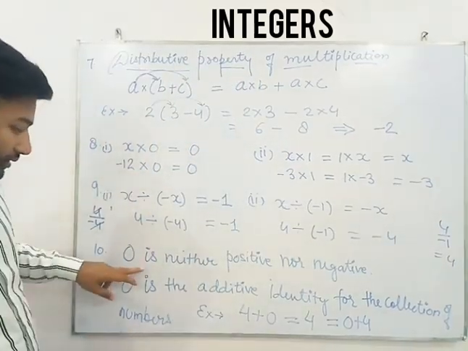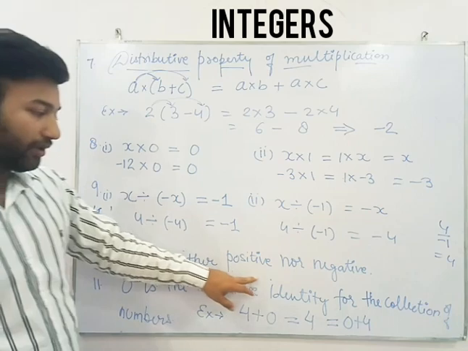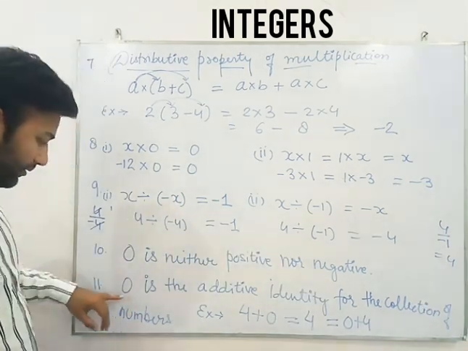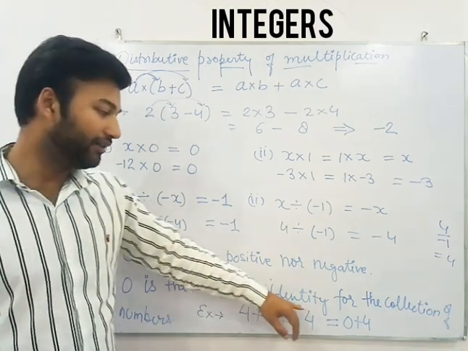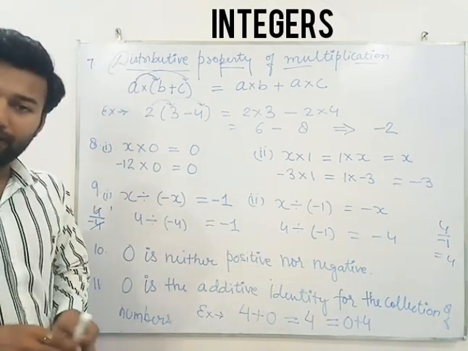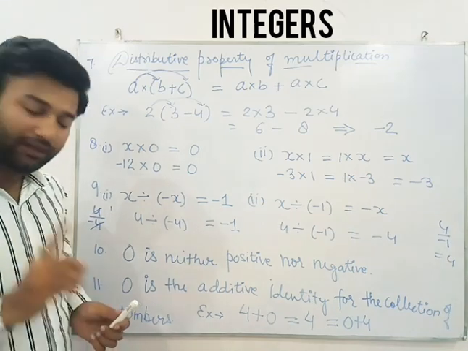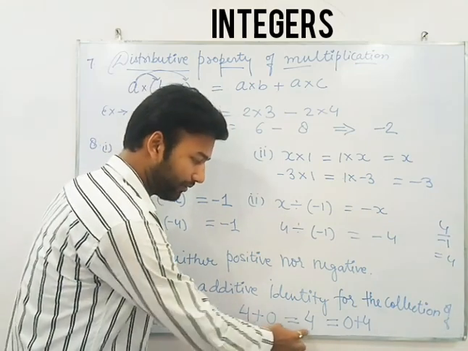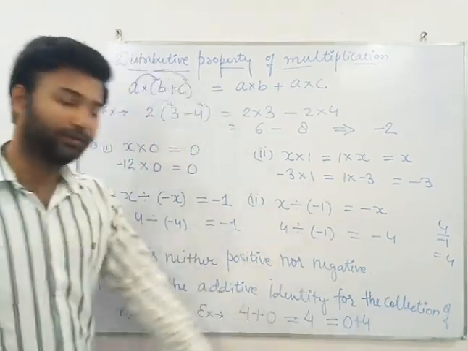Now the 10th one: remember, 0 is neither positive nor negative, 0 is neutral. 11th one: 0 is the additive identity for the collection of numbers, meaning when we add 0 to any number, the answer remains the same. Like this, 4 plus 0 equals 4, or 0 plus 4 equals 4.